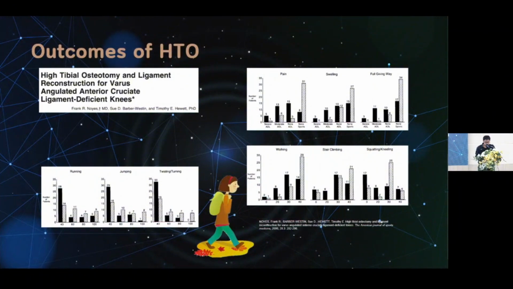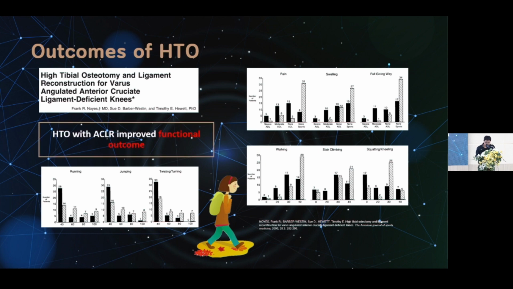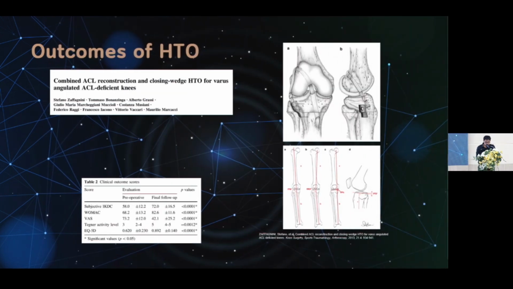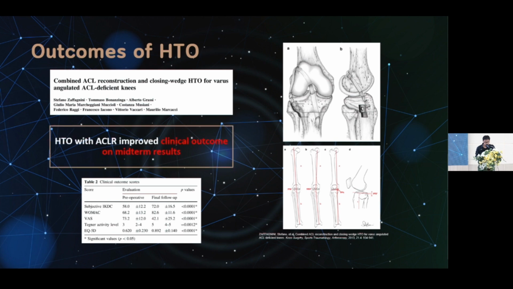Regarding the use of high tibial osteotomy to correct varus alignment in conjunction with ACL reconstruction, many studies have been conducted. For example, Frank Noyes' study on high tibial osteotomy combined with ACL reconstruction found good functional outcomes and allowed patients to return to normal activities in daily life. Another study by Stefano Zaffagnini also found that high tibial osteotomy combined with ACL reconstruction yields good clinical outcomes in midterm results.